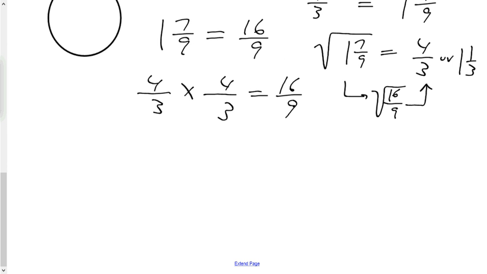Let's try one more before we go on. Is 2.25 a perfect square? Meaning, is there a decimal that multiplies by itself to get you 2.25? Go ahead and see if you can work that out. I'll give you a hint. If you're going to do this without a calculator, you need to change 2.25 to a fraction and then an improper fraction. There's your hint. Go ahead and try that.